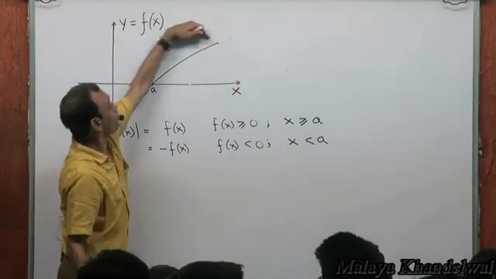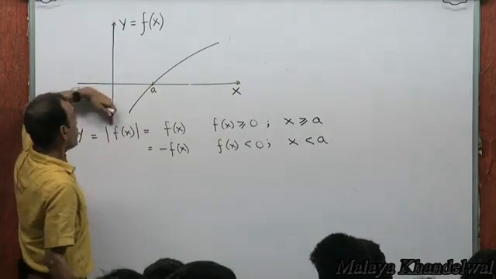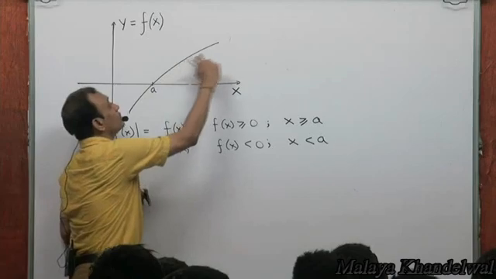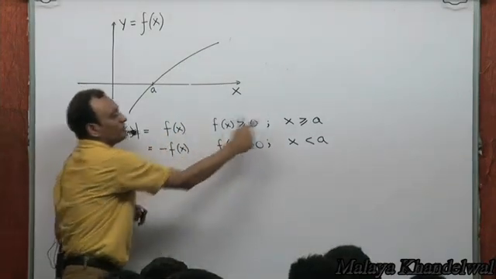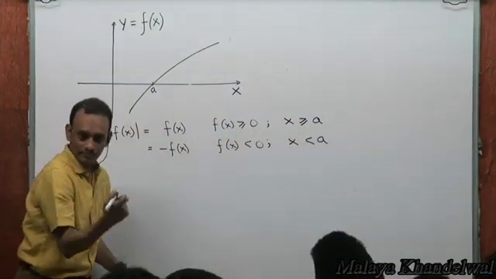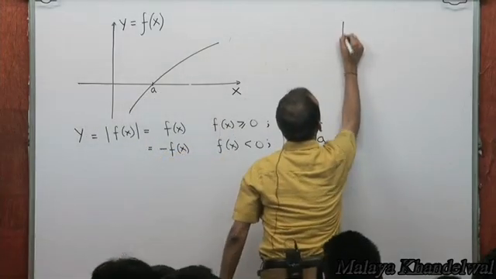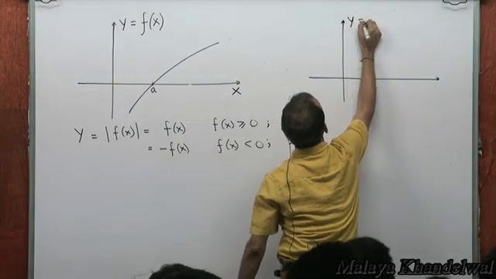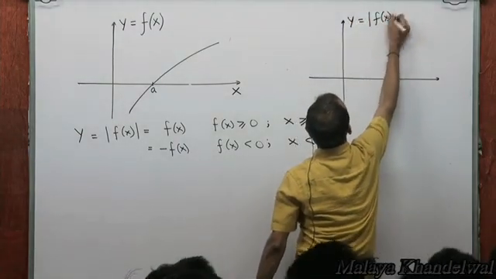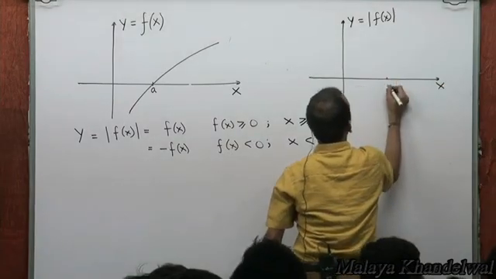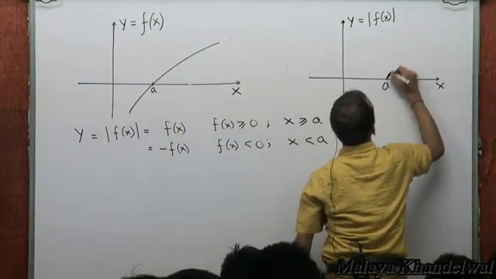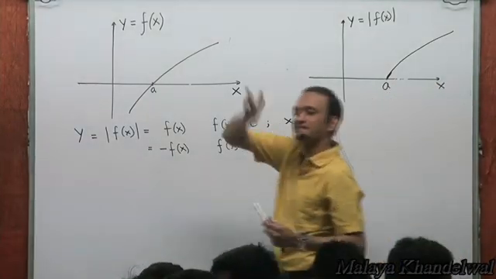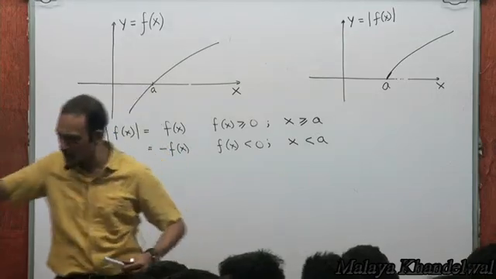Therefore, to the right of a, mod f(x) and f(x) are identical, right? The graph of y equal to f(x) and y equal to mod of f(x) to the right of a are the same. Mod f(x) and f(x) enjoy the same y values for any x to the right of a.